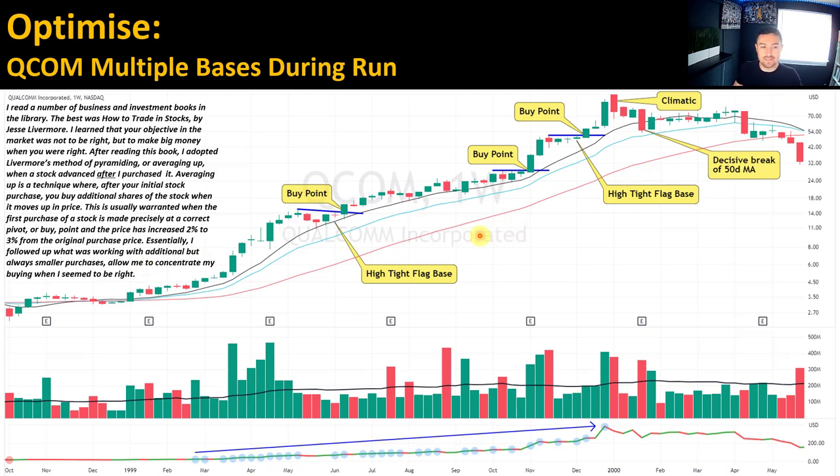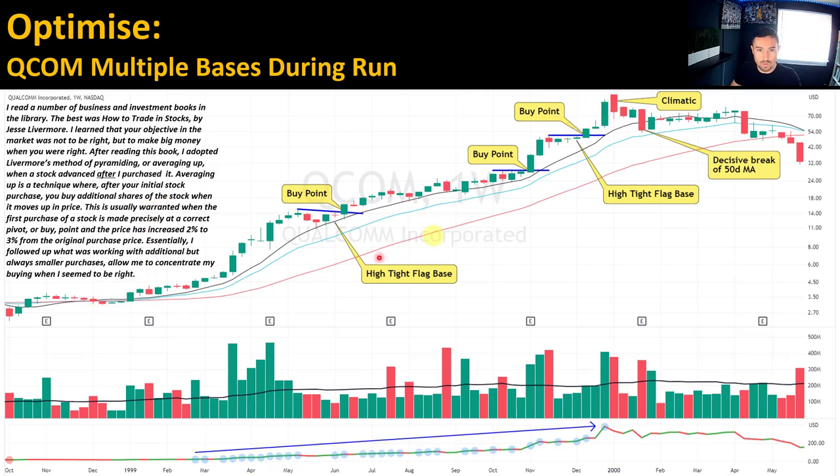So what O'Neil is saying there is when he bought perfectly at a pivot point, so say here with this high tight flag, when the stock starts moving up, or this flat base over here, or this high tight flag over here, he would buy precisely on the pivot point, and then when the stock starts getting up around 2-3%, he would then add to his position. But he wouldn't do it if the stock was up, say, 5 or 10% from the pivot. Why? Because it is then extended.